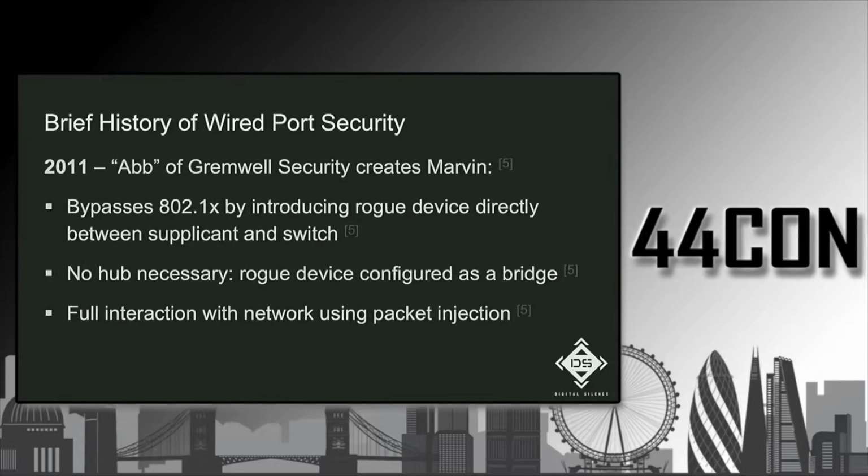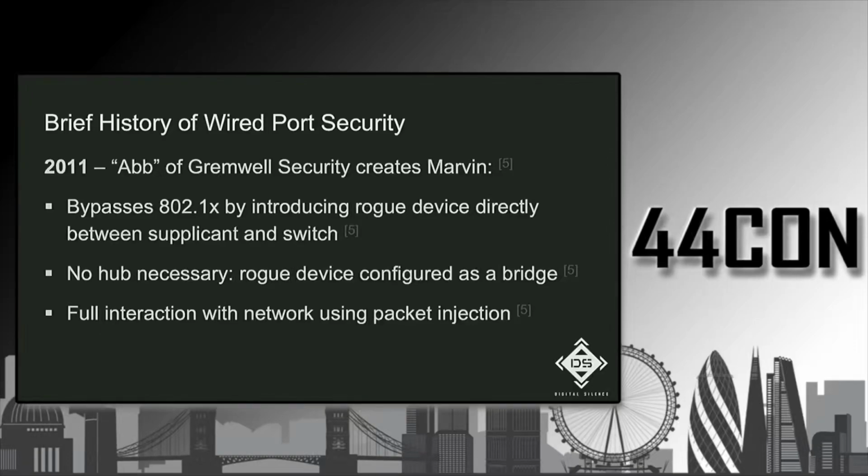That was fixed six years later, in 2011. Two really interesting things happened in 2011. The first thing was that Abb from Gabriel Security created a tool called Marvin, implemented in Java. The major breakthrough with Marvin was that you no longer had to rely on a hub to bypass 802.1X. Instead, you could place a rogue device directly between the supplicant and the switch.